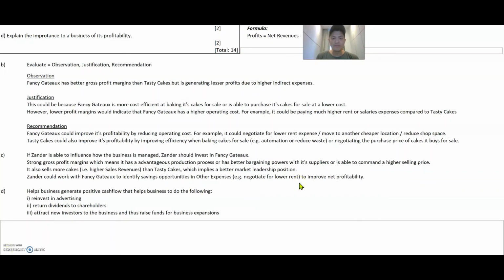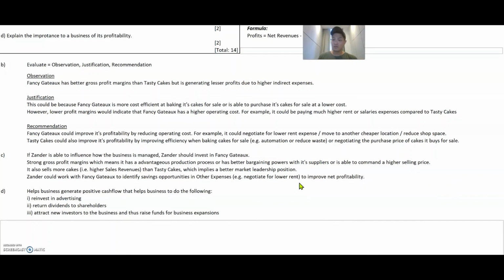It gives you the ammunition to do a lot of things, like reinvest in advertising so that more of your consumers know about you and have a good impression of the business. It helps you give your shareholders dividends, their share of the pie, and your shareholders would be happy because they are getting a part of the profits, so they would continue to want to invest. And it would also attract new investors to invest in your business, because you have a good track record of profits.